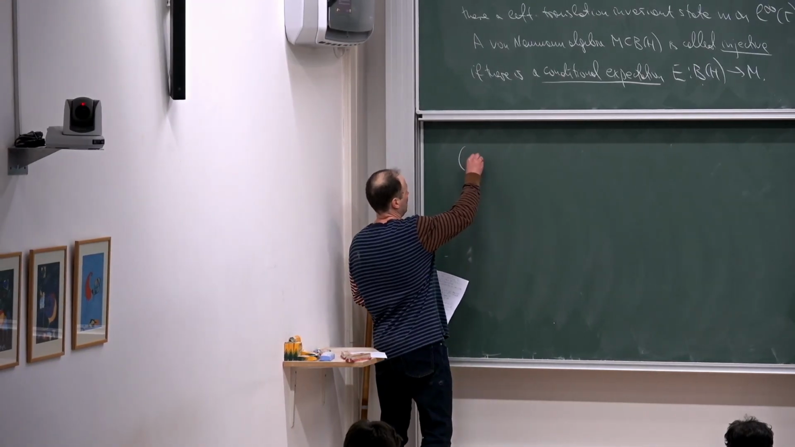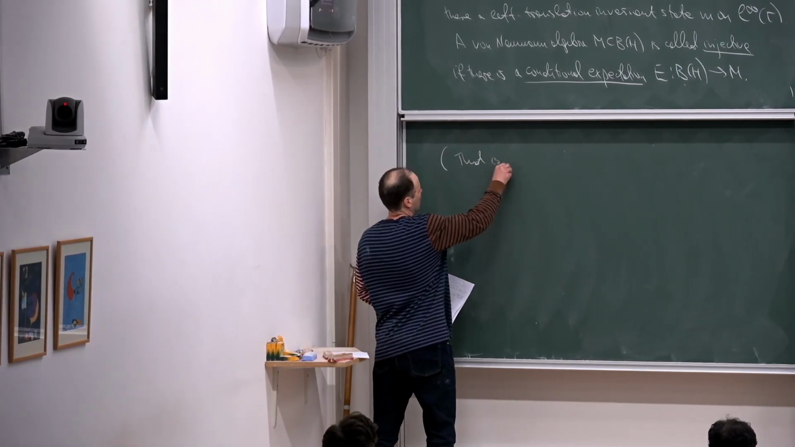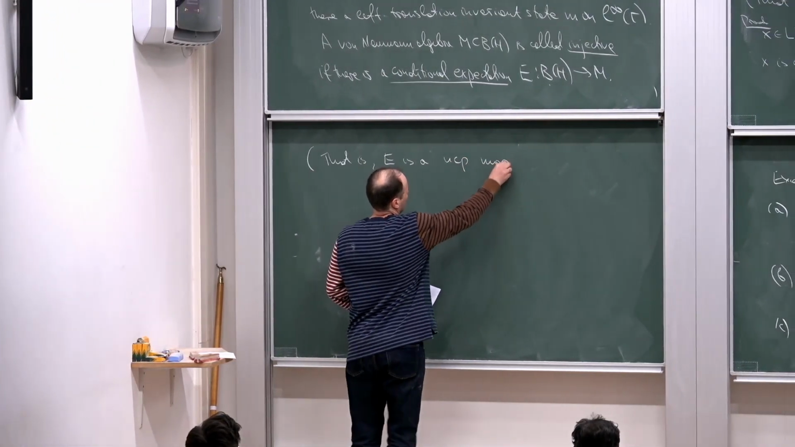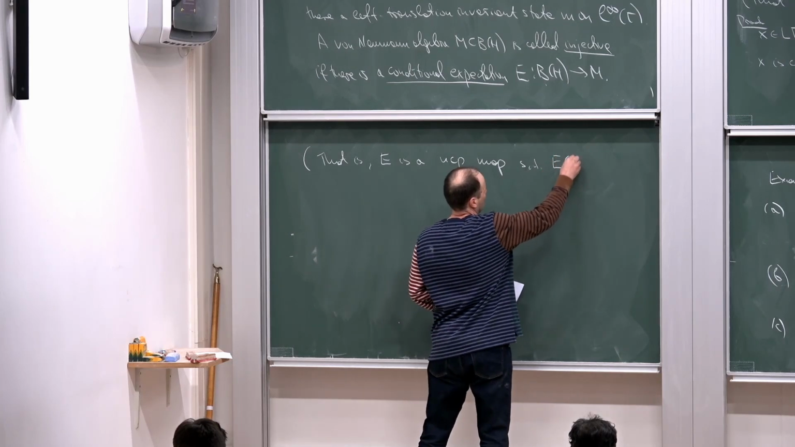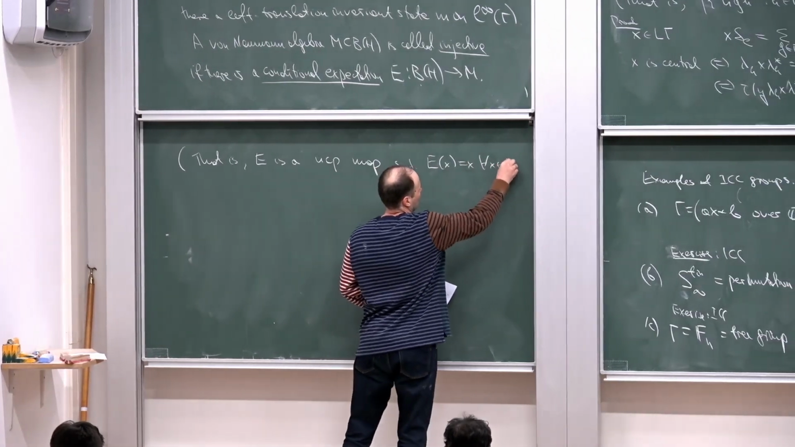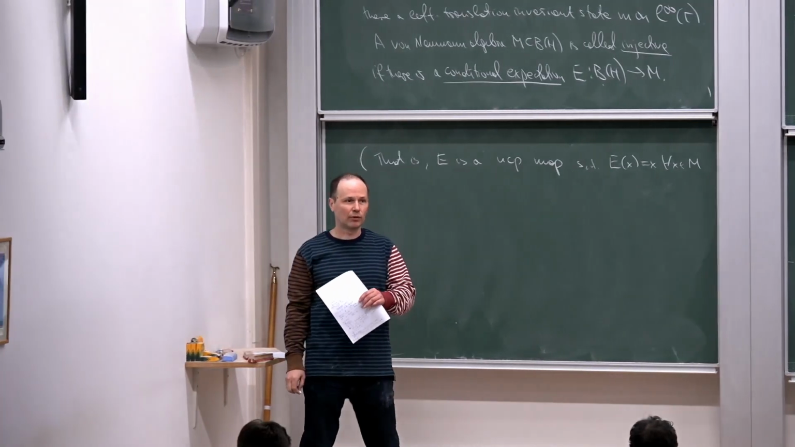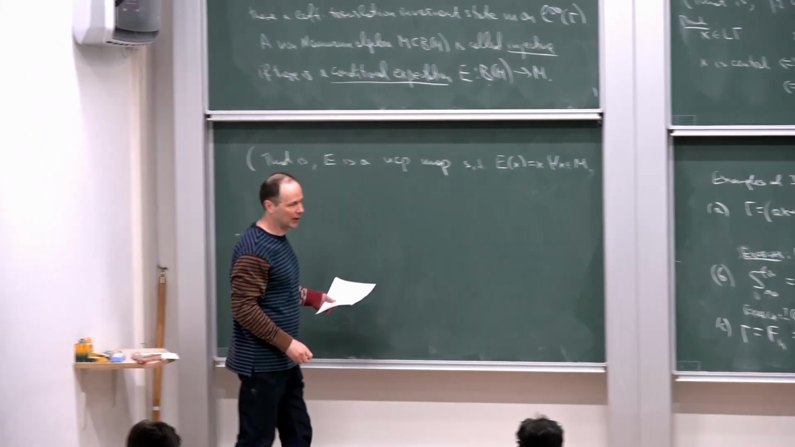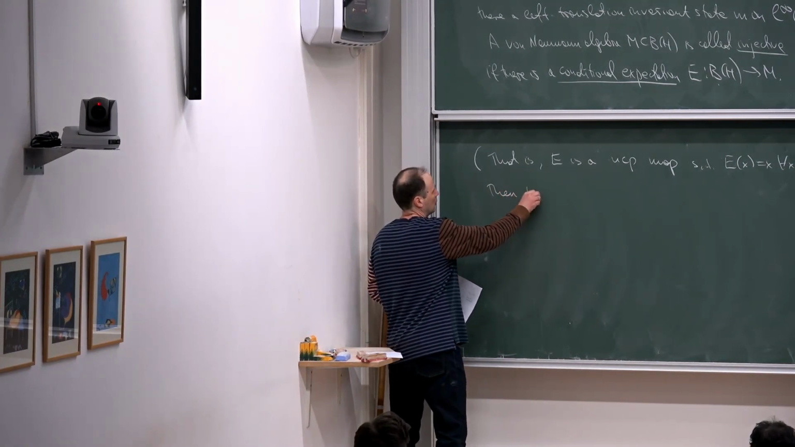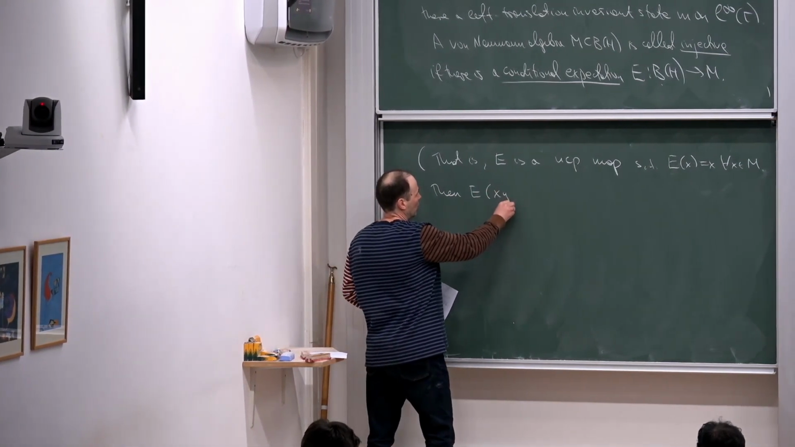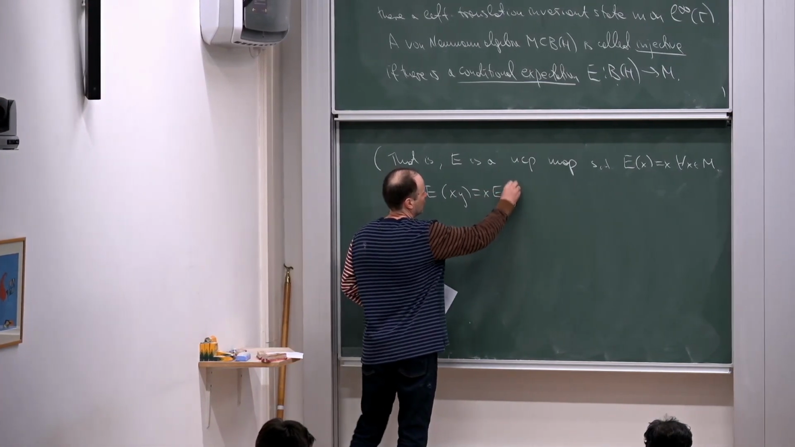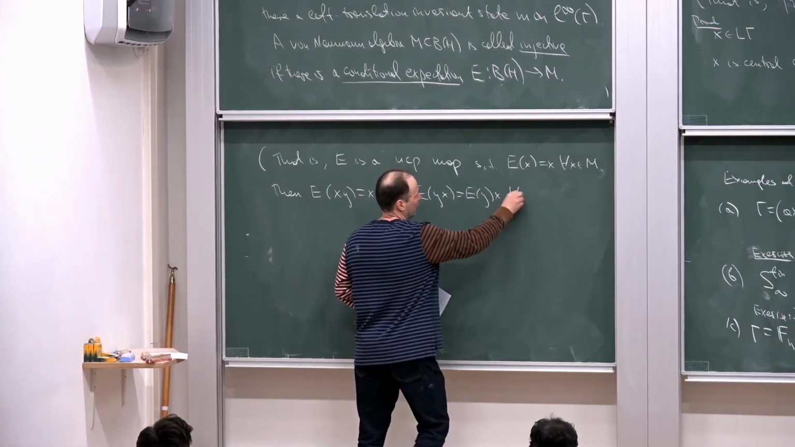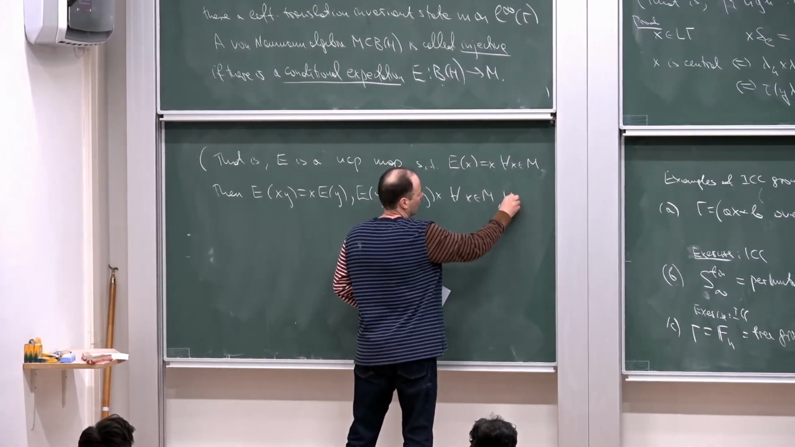So what does conditional expectation mean? This means that E is a UCP map such that E of x is equal to x for every x in M. So it's a UCP projection onto M itself, and moreover, it turns out that it is a bimodular map, in the sense that E(xy) is equal to xE(y), and E(yx) is E(y)x, for every x in M and for every y in B of H.